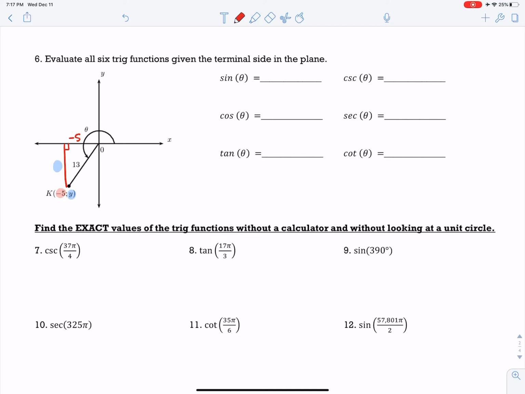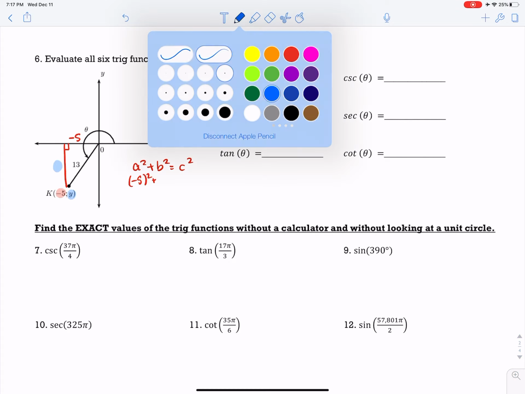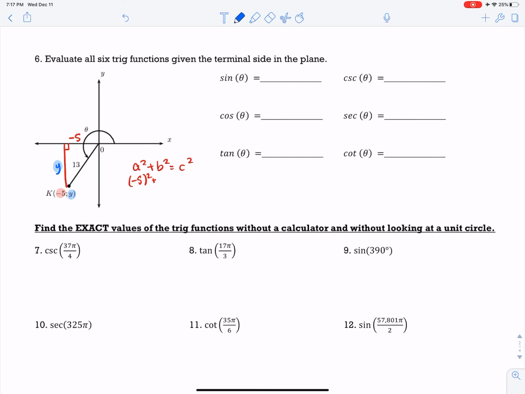So we'll do the same exact thing. A squared plus b squared equals c squared. Our a squared in this case is negative 5. And don't forget to put your negatives in parentheses. B squared, which in this particular case, we're going to label that y. So this is just y squared equals, and our c is 13 squared.